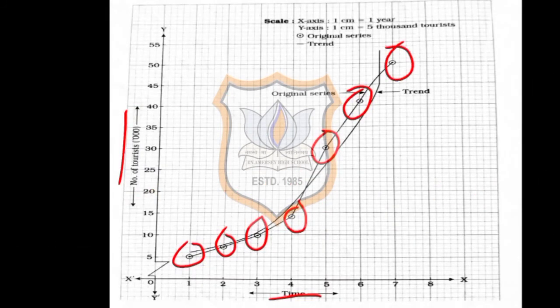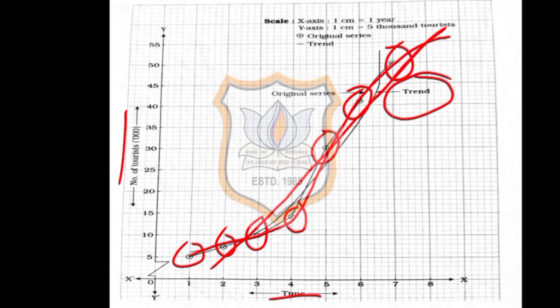Again draw the curve which is passing through the points in this way, and after that we are going to draw an average line passing through the points, and this line will be the trend. So in this way we can determine the trend by the graphical method.